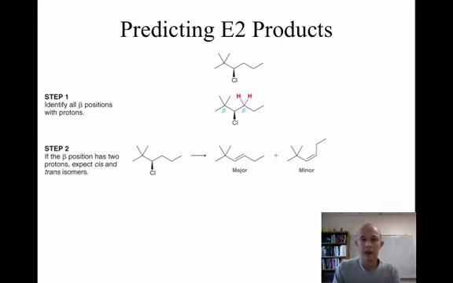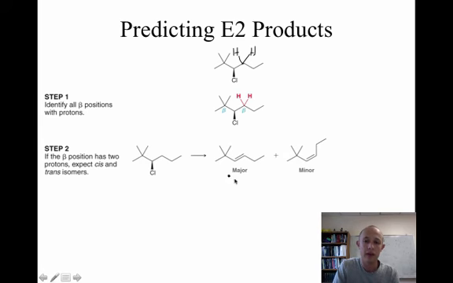Okay, so how do we predict which product we're going to get in an E2 reaction? Well, it depends on how many hydrogens you have at the beta position. So if you look at this molecule, notice that there are no hydrogens here, we can't eliminate this way. But we do have two hydrogens here. Elimination of one will give the trans product, elimination of the other will give the cis product.